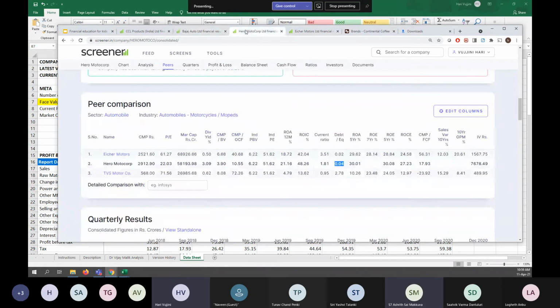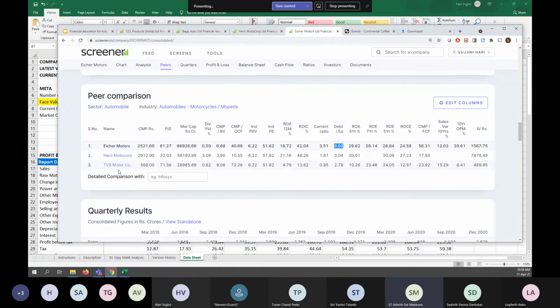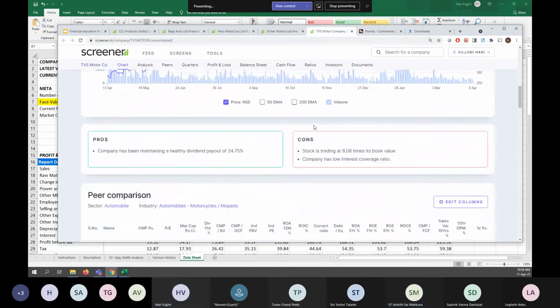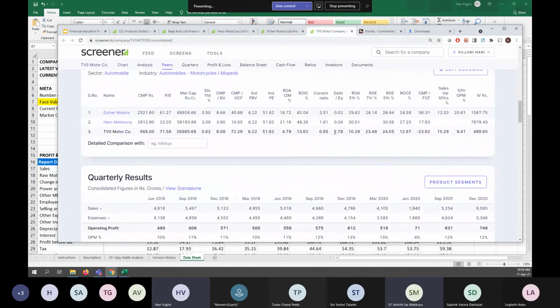They haven't borrowed any money. That's a good sign. Isn't TVS Motors on really high debt? Oh yes, you're right. They have 2.78 debt. Wow, that's not good. So you could already compare four companies and you already found one company which has a lot of debt.